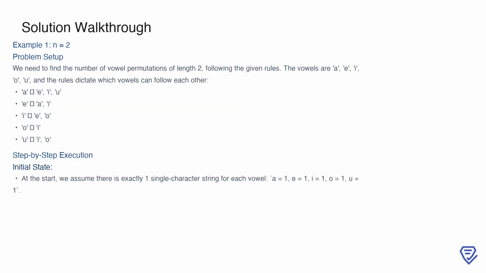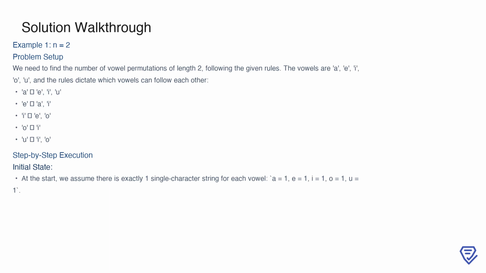To solve the problem of counting vowel permutations, we start with an example where n equals 2. The task is to determine the number of valid strings of length 2 that can be formed by following the given set of rules. The vowels involved are a, e, i, o, and u. Each vowel can only be followed by certain other vowels as specified.